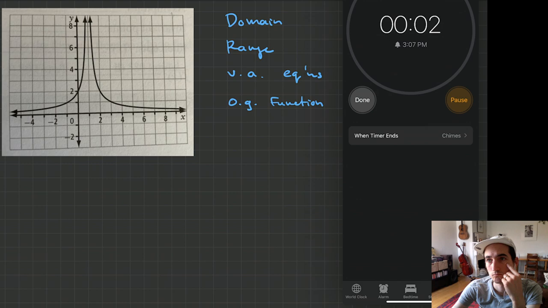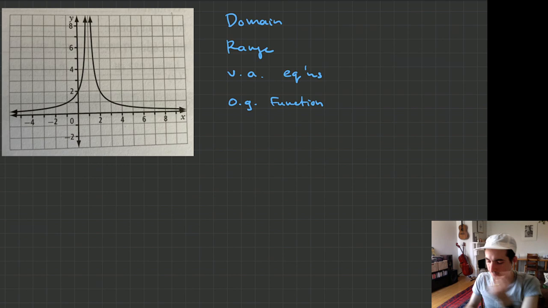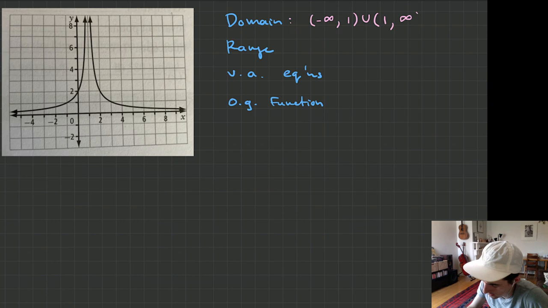Okay, let's do this one together. So my guess is that if any of these questions were to have given you any troubles, it probably would have been the last one. But we'll get there. So let's talk about the domain. I'm just gonna do these rather quickly. So the domain can be anything except, in this case, one. So we have a gap at one. So we're going from negative infinity to one, not including one, and then go all the way to positive infinity.